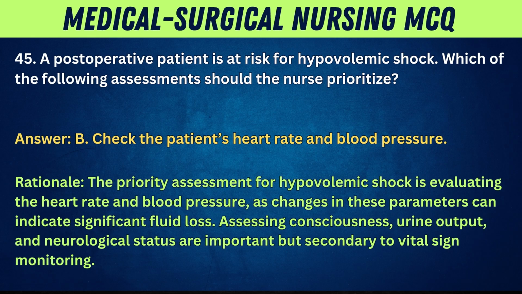Rationale: the priority assessment for hypovolemic shock is evaluating the heart rate and blood pressure, as changes in these parameters can indicate significant fluid loss. Assessing consciousness, urine output, and neurological status are important but secondary to vital sign monitoring.